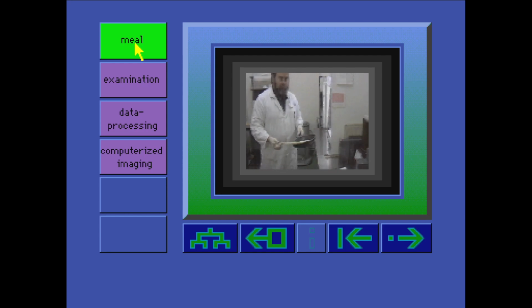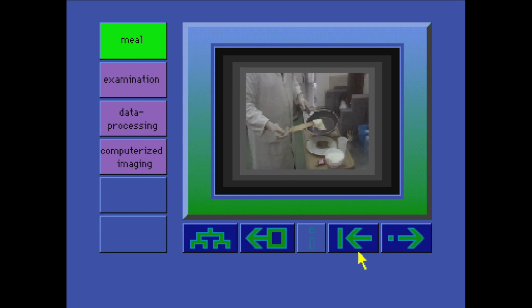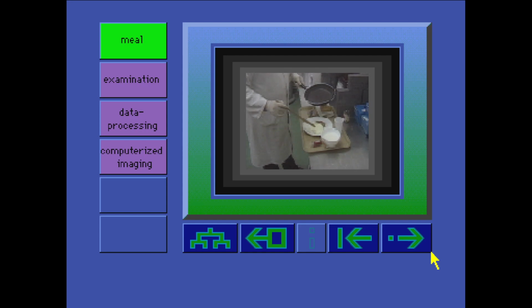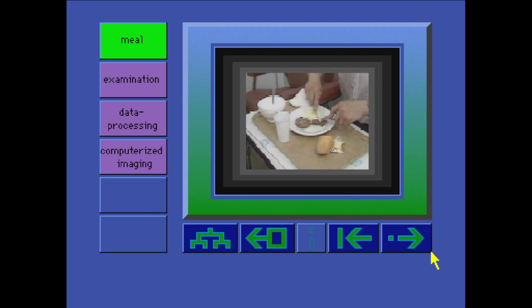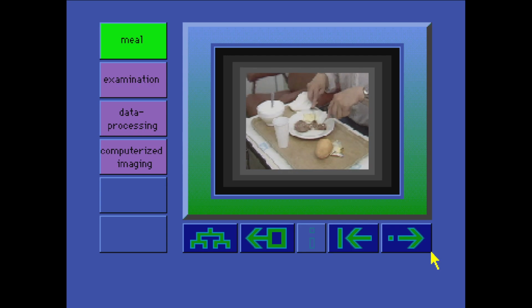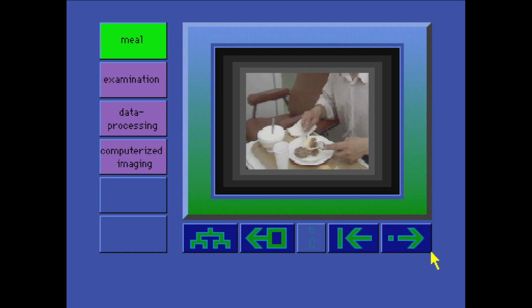Various meals are used. Caloric value is about 500 cal. Very often, in practice, scrambled eggs are used to which the radioactive tracer is added. Here, labelled white of an egg is added to a hamburger.